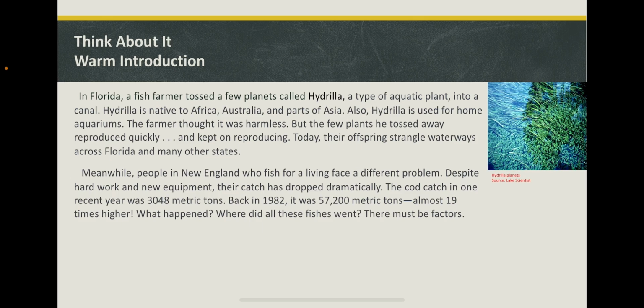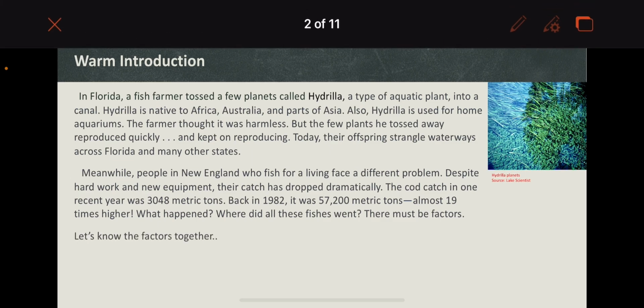Meanwhile, people in New England who fish for a living face a different problem. Despite hard work and new equipment, their catch has dropped dramatically. The cod catch in one recent year was 3,048 metric tons. Back in 1982, it was 57,200 metric tons, almost 19 times higher. What happened? Where did all these fish go? There must be factors. So let us find out the factors together.